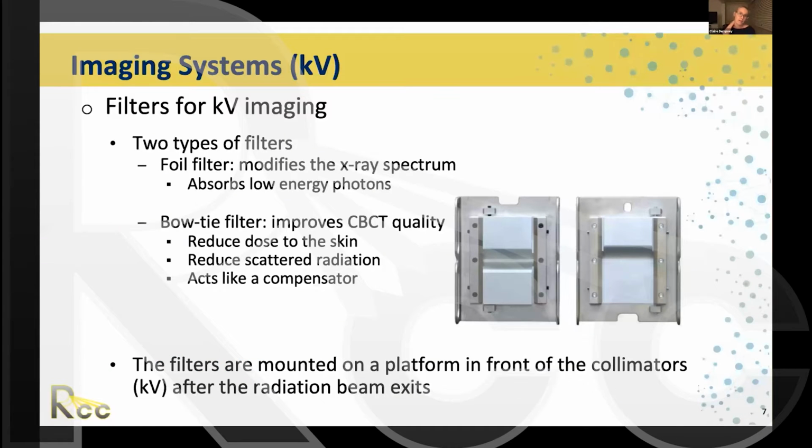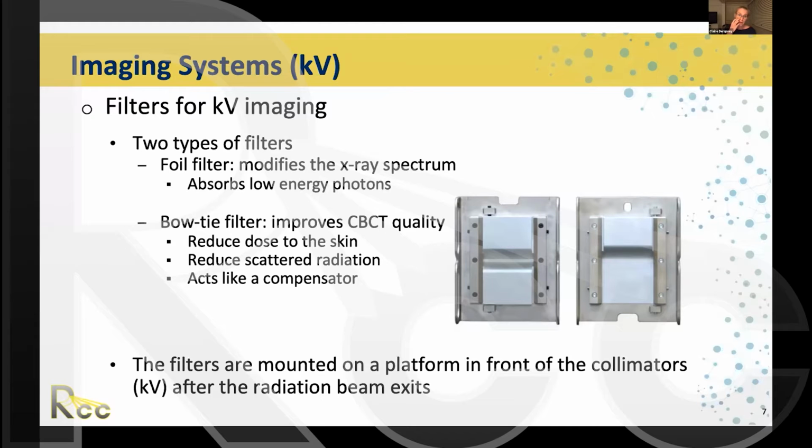There are two main types of filters that are used in a KV imaging system. So there are foil filters, which are like most filters you'd see in a KV imaging system that modify the spectrum of the X-ray beam and absorb the low energy photons that are useless for our imaging needs.